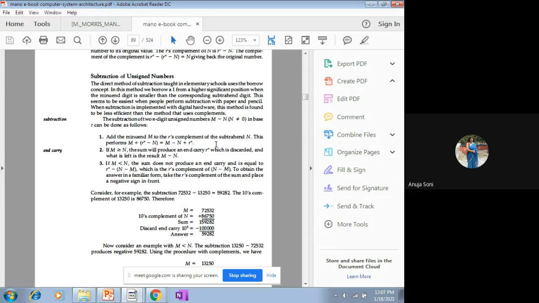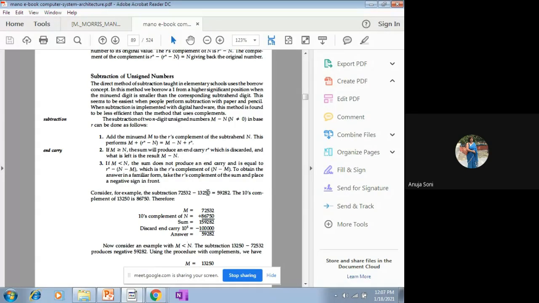First of all, in front of you, one example is given. There are two numbers: 72532 minus 13250. You have to do the subtraction of these two numbers using tens complement, provided the value of m is greater than n. This will be your first case, and another case is when the value of m is less than the negative number.